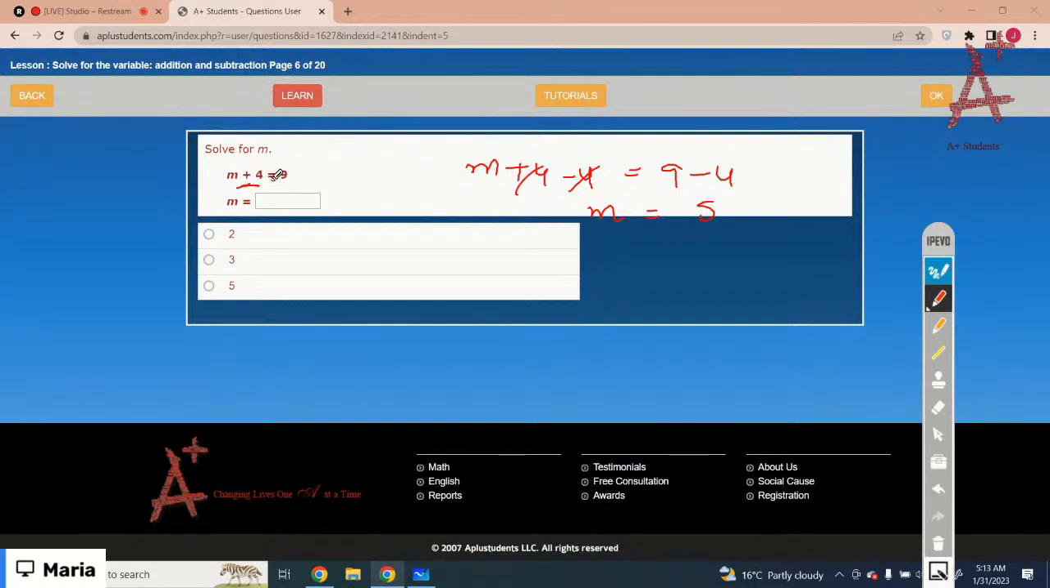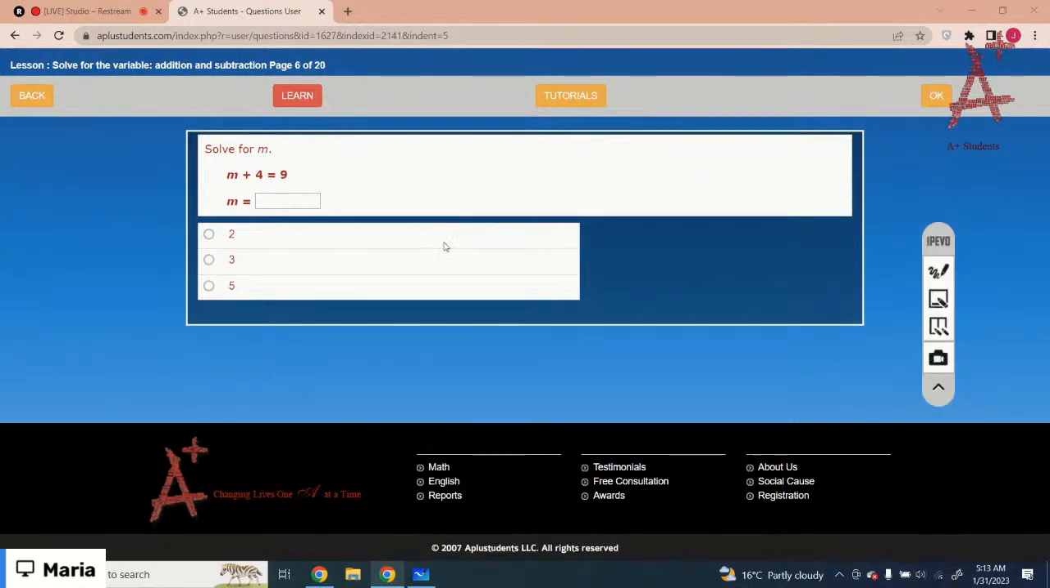You have to isolate the m. You have 4 adding at this side. You have to move that 4 to the other side. Opposite to addition is subtraction. That's why you have to subtract 4 both sides. So 4 minus 4 is 0 at this side. You're left with m only. And at this side 9 take away 4 equals 5. Got it, everyone? So it would be m equals 5. The correct option is 5. Select the correct option, then click on the OK button.